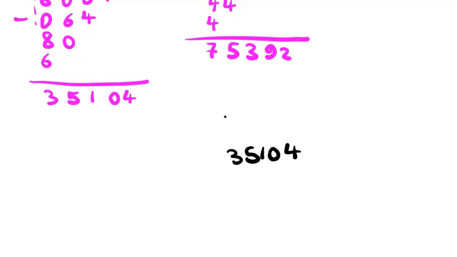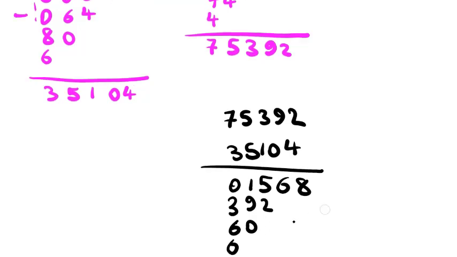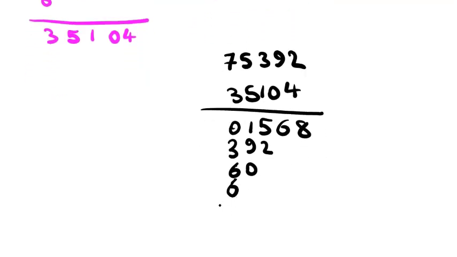35, 104, 75, 392. 4 times 2, 8, 36, 15, 1, 21, 2, 30. Okay, last 5 digits. 0 here, 1 here. 2, 9, 3. And the last one, 5 times 2, 10. We have 1, 46, and 3 times 2, 6. Okay, let's add up all these numbers. It's the last product. 8, 6, 7, 10, 1, 3, 4, 10, 16.